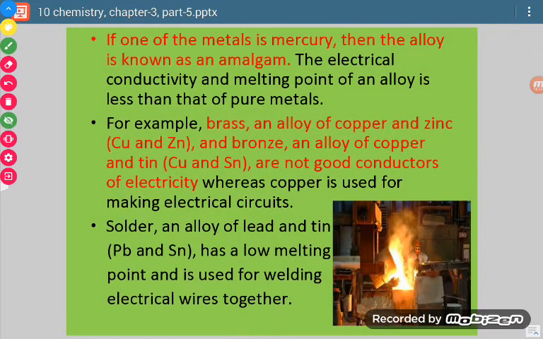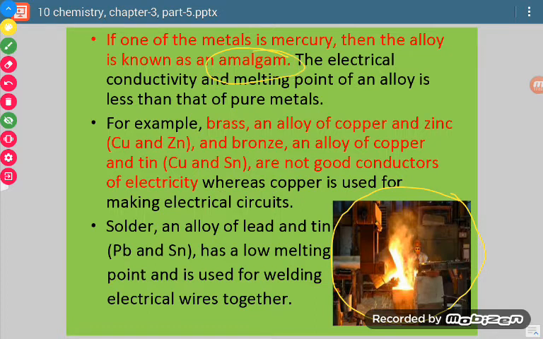Now see here, this diagram is for the formation of alloys. Here what we are doing, you can see in this diagram, we have taken our elements which are to be mixed in molten state, and then they will be cooled to room temperature, and then they will be used as an alloy. Now one more thing is there which is called amalgam. What is amalgam?